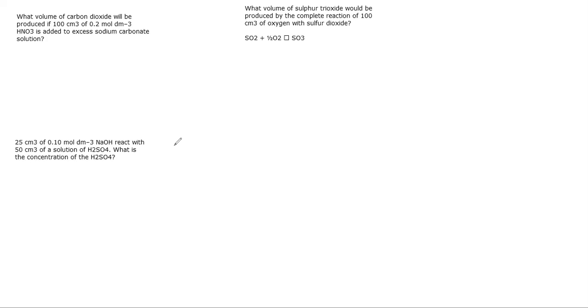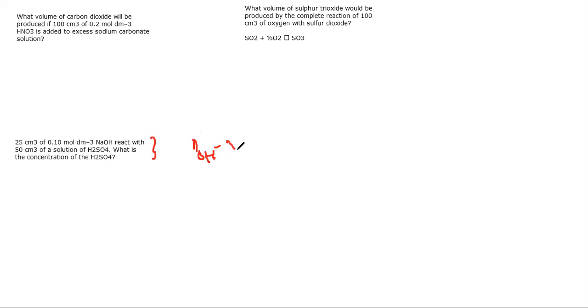25 cm³ of sodium hydroxide reacts with 50 cm³ of sulfuric acid solution. What's the concentration of sulfuric acid? Most of the students, when they encounter this question, will write the equation, right? So I submit to you the secret. You just need to know to follow this one.